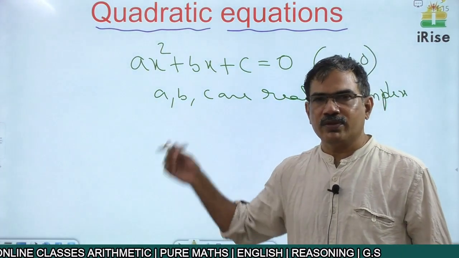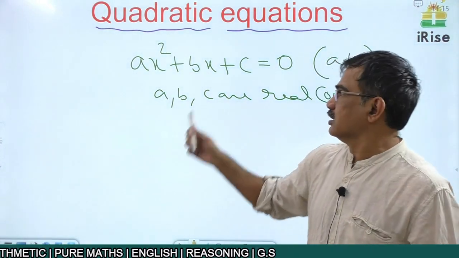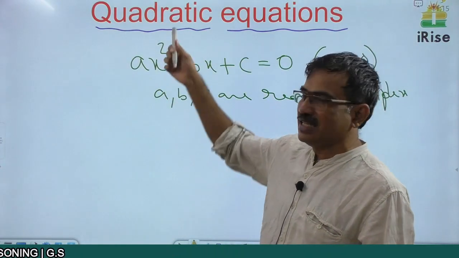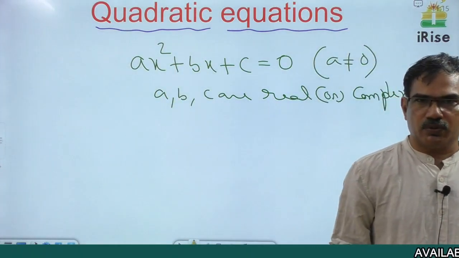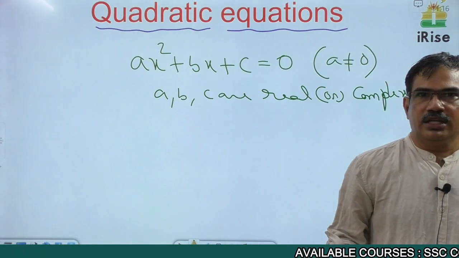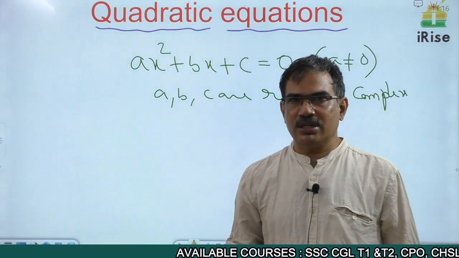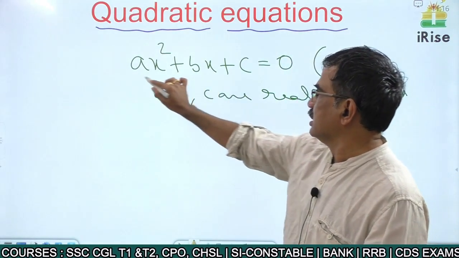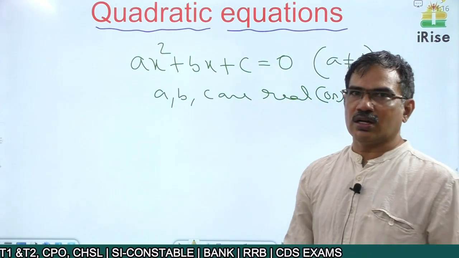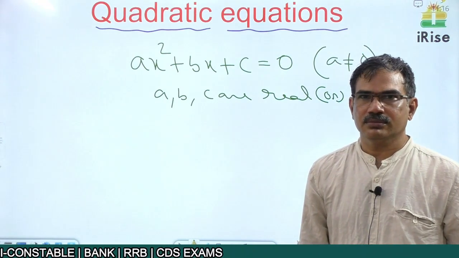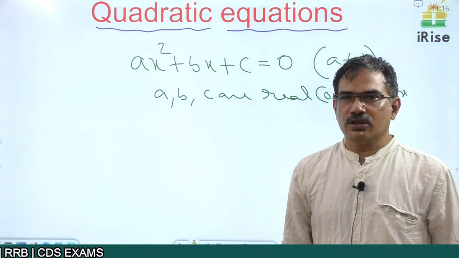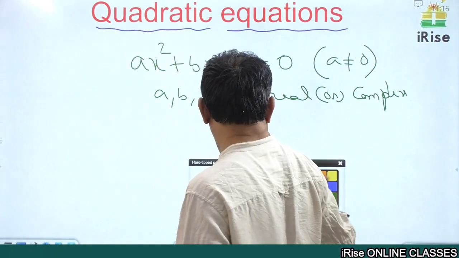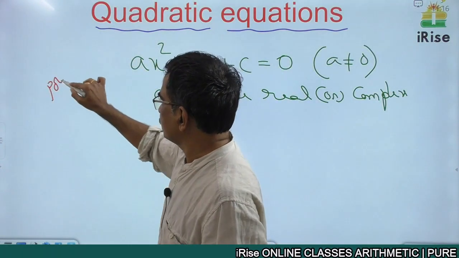And there is one more definition for this. This is a polynomial equation whose degree is 2, called a quadratic equation. Any polynomial equation having degree 2, a second degree polynomial equation, is called a quadratic equation. So very important is that this is a polynomial equation.